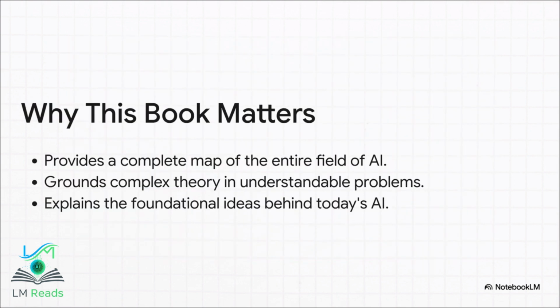So, what's the final verdict? Why is this book so essential? Well, because it gives you the complete blueprint. It shows you how search, logic, probability, and learning all fit together under this one unifying idea of rational agents. It takes these super complex theories and grounds them in problems you can actually visualize, like navigating a map or solving a puzzle. If you really want to go beyond the headlines and understand the deep foundations of modern AI, this is where you start.